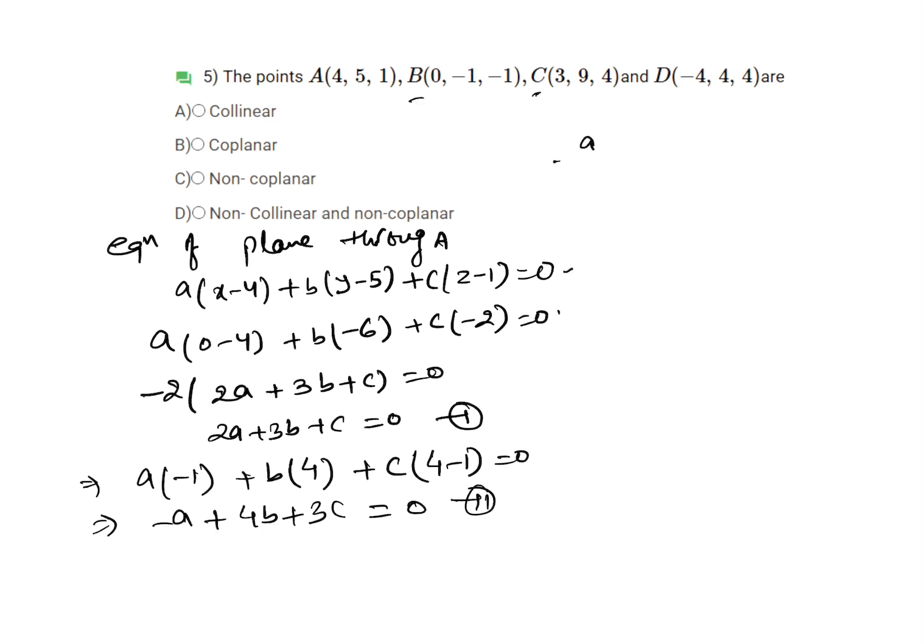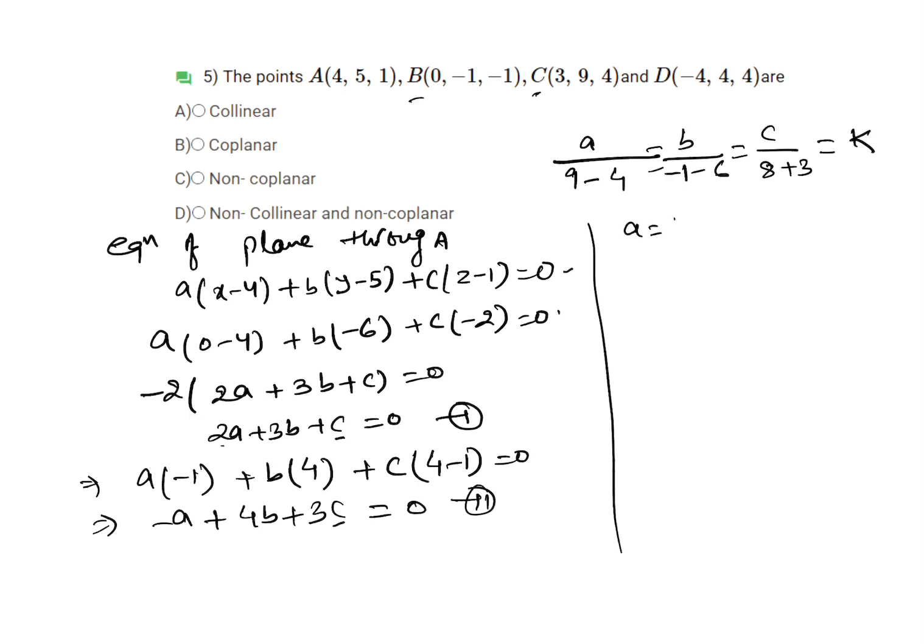Now solve 1 and 2. By cross multiplication, A upon (9 - 4), B upon (-1 - 6), and C upon (8 + 3), is equal to K. So from here we can write A = 5K, B = -7K, and C = 11K. Now we have the values of A, B and C.